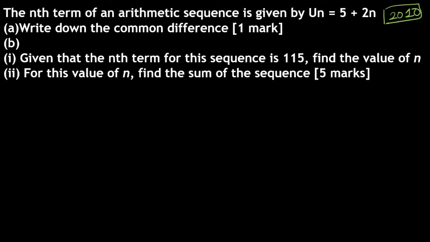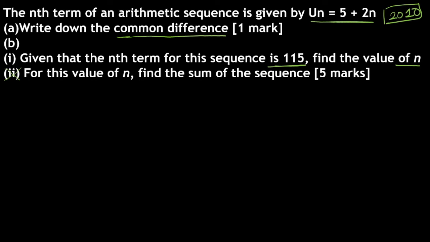Okay, so let's read the question. The nth term of an arithmetic sequence is given by un is equal to 5 plus 2n. Write down the common difference. And given that the value of the nth term of the sequence is 115, find the value of n. And this second part of part B, we'll ignore because it's talking about the sum of sequences. And once I teach you that, then we'll come back to this question and solve it.